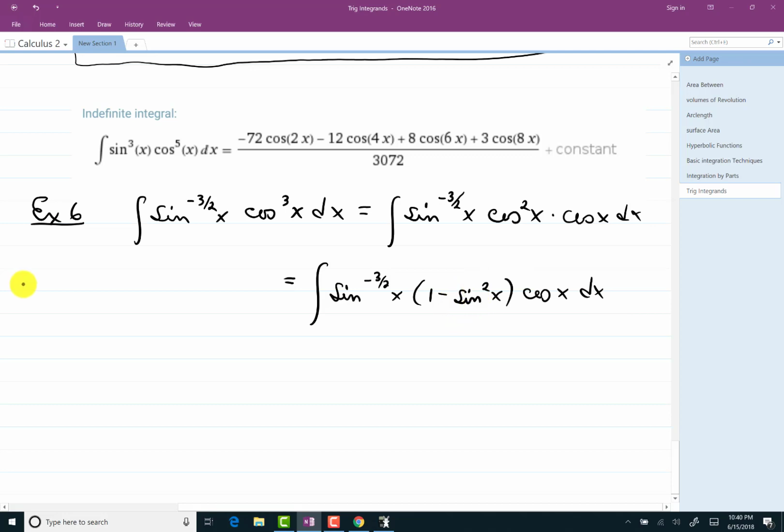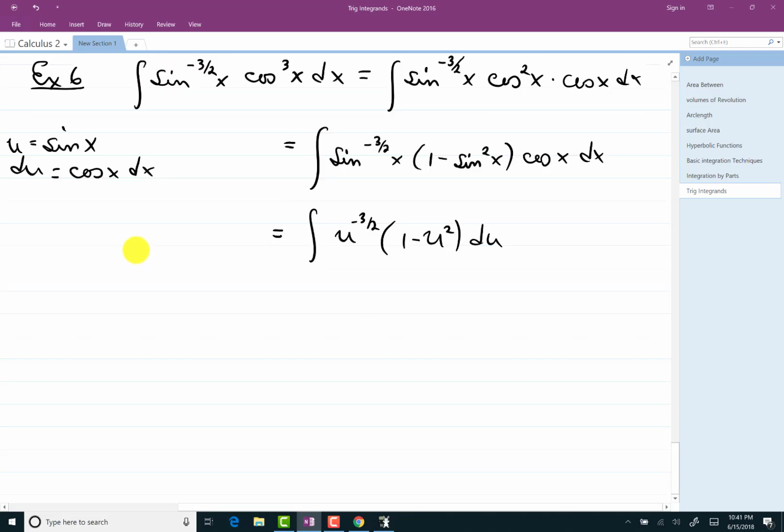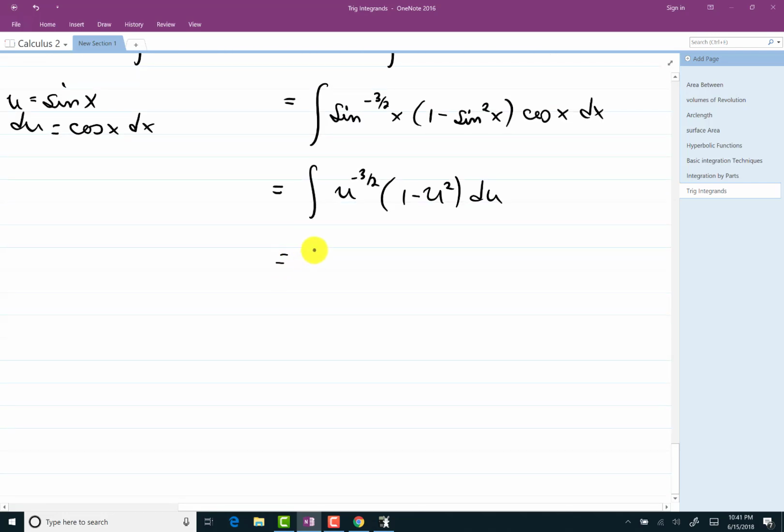Now I'm ready for my u. U equals sine of x, du equals cosine of x dx. So this equals u to the negative 3/2 times 1 minus u squared du. So I'm all in terms of u right now. Let me go ahead and multiply the u to the negative 3/2 through. That'll be a u to the positive 1/2. The exponent here is 4/2 if you need a little help with arithmetic.